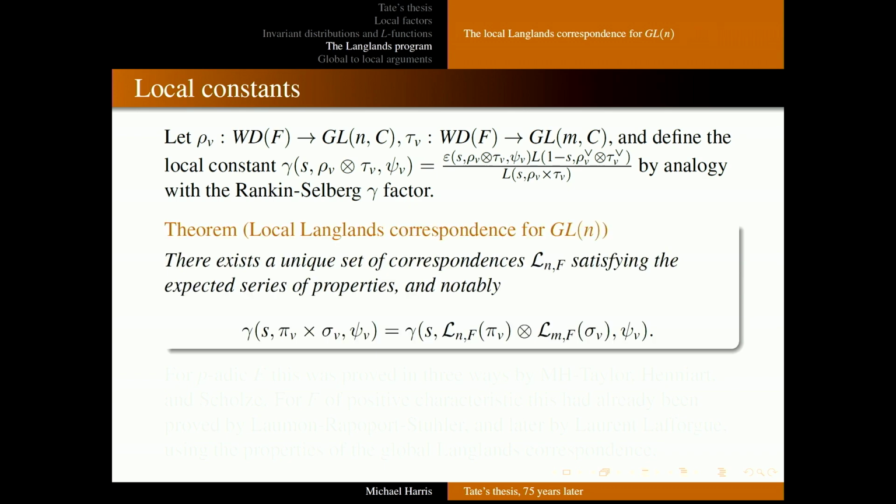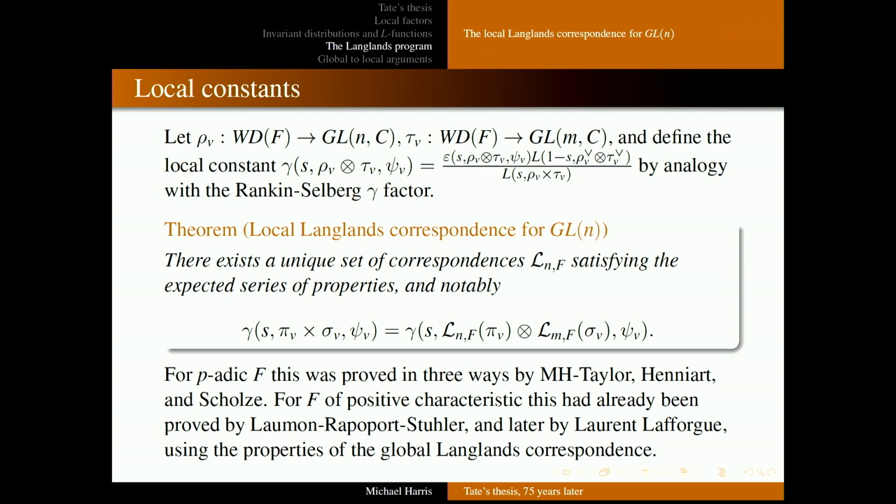Then the theorem is that there exists a unique set of correspondences satisfying the expected series of properties, and notably the gamma factors coincide. All right, so this was proved in three different ways: in my book with Taylor, by Henniart, and later by Scholze. It had already been proved for fields of positive characteristic by Laumon, Rapoport-Stuhler, and Laurent Lafforgue, in all these cases by using the properties of the global Langlands correspondence.